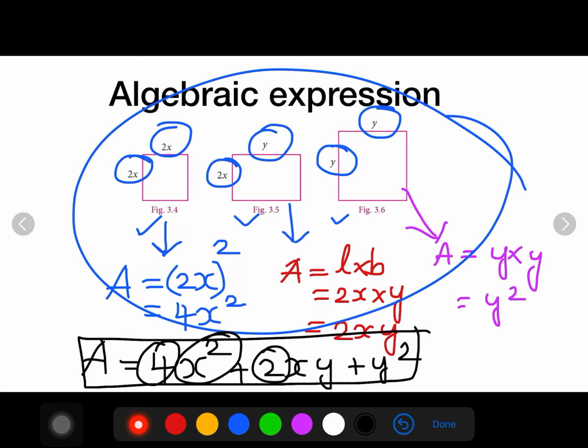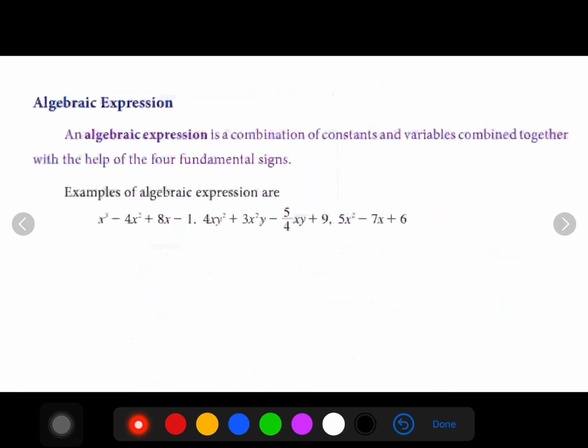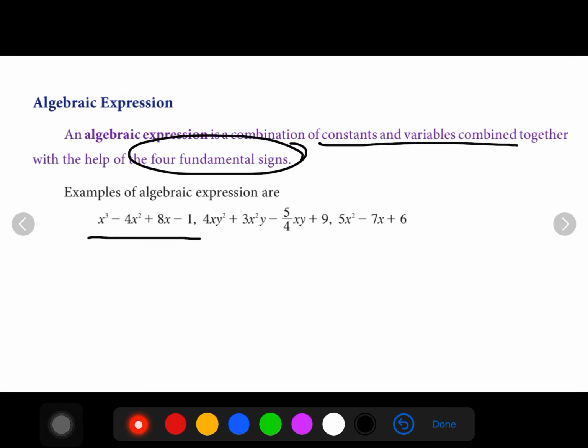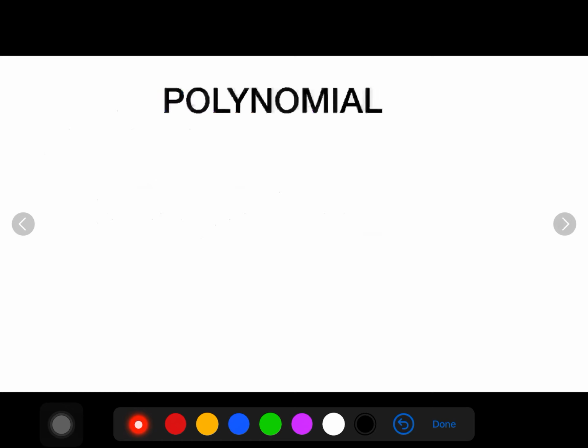If you see the definition, you will know. An algebraic expression is the combination of constants and variables combined together with the help of four fundamental signs. If you see here, all these expressions are algebraic expressions. Okay, now next one, polynomial.